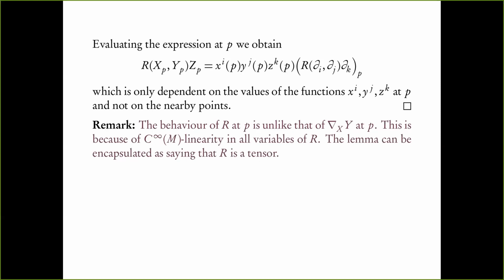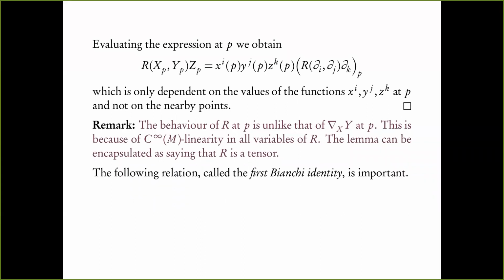And the way to paraphrase this lemma is to say that R is a tensor, okay? Meaning that it has this linearity property over the ring C infinity(M) and not just over the field R, the real line. So the connection is not a tensor, but this Riemann curvature is a tensor. Either you take two variables R(X,Y) or R(X,Y) times Z as a three variable function, it's a tensor. So, tensors are good, right? We have seen that torsion is a tensor, for example, right? The Riemannian metric is a tensor, but not everything is a tensor.